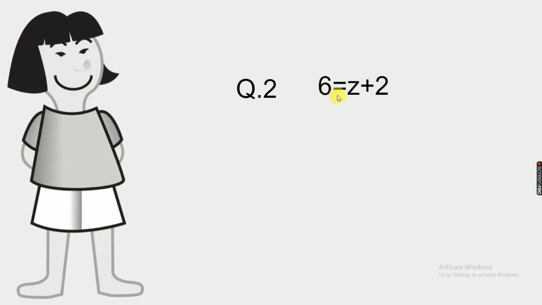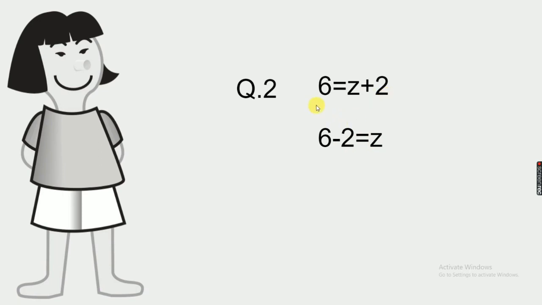Here we are given that 6 is equal to z plus 2. Now here the variable is z. We have to find out the value of this z. Now z plus 2. In order to find out the value of z, we have to shift this 2. But when we shift it to the other side, it would be converted into minus 2. So we can write it as 6 minus 2 is equal to z.